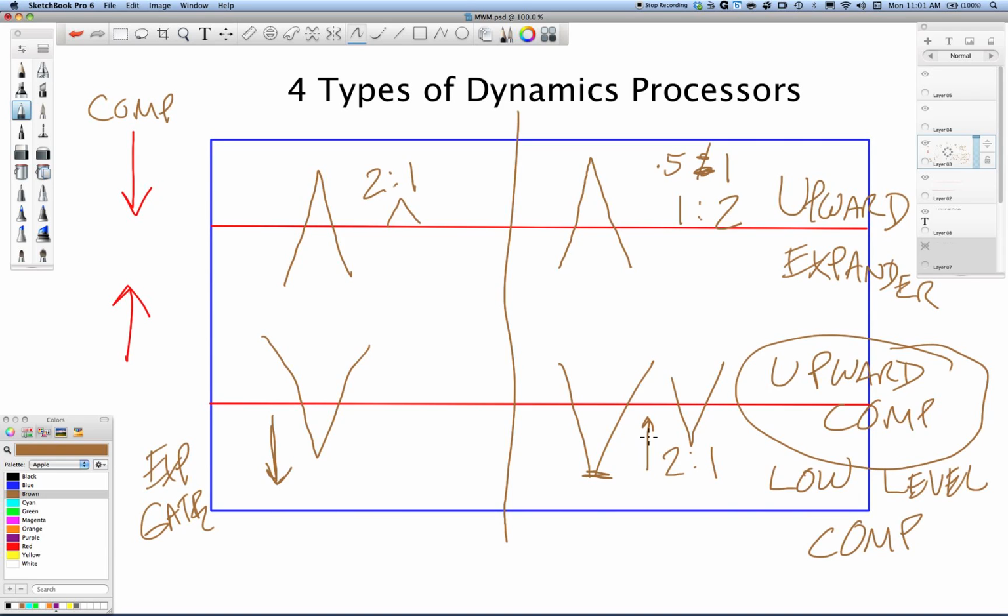And many of these types of processors also have gates built into them, downward expanders, so that once you've brought that signal up and you get below a certain threshold, you're not having noise where you have no audio signal. So that's usually added in.